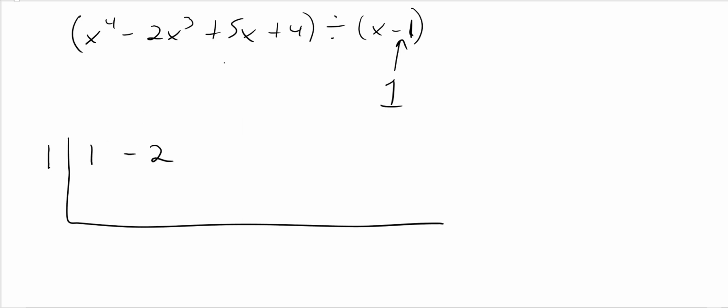There's no x squared, so I'm going to put a 0 there. Don't forget, if you don't put a 0 there, it's wrong. Okay, you're not going to get the right answer. Then you put a 5 for 5x, and then you put a 4 for just the 4.